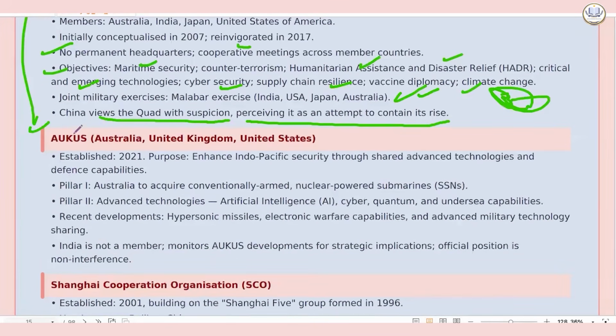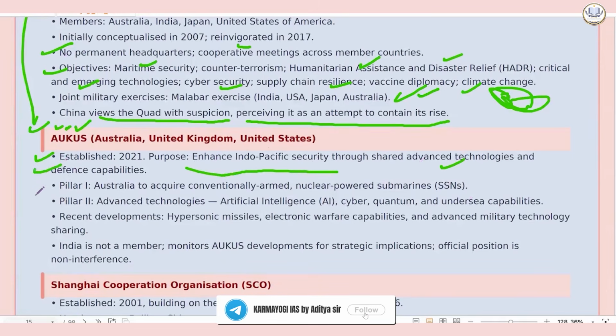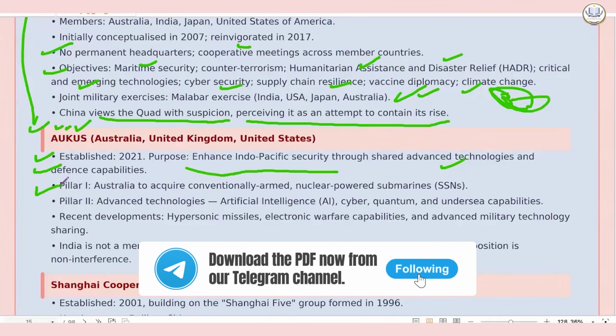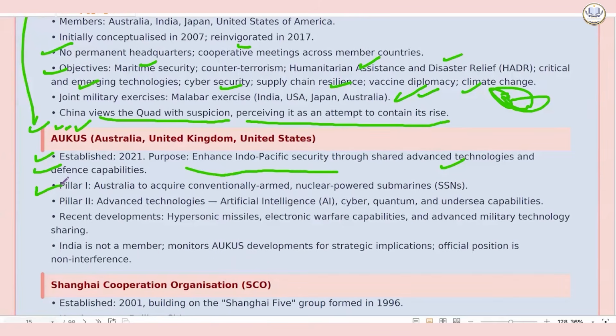We have AUKUS, that is Australia, UK, and US. It was established in 2021. The purpose is enhanced Indo-Pacific security through shared advanced technology and defense capabilities. Pillar one is Australia acquiring conventionally armed nuclear-powered submarines. Pillar 2 is advanced technology like AI, cyber, quantum, and undersea capabilities. A recent development is that they are working on hypersonic missiles, electronic warfare capabilities, and advanced military technology sharing.